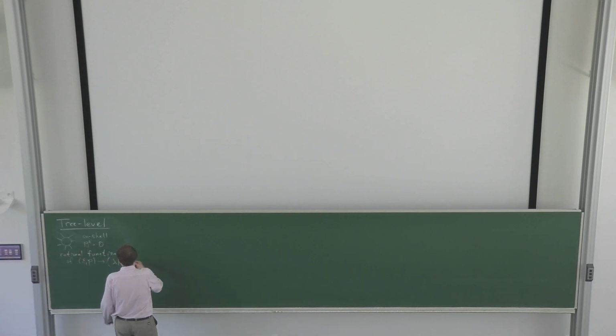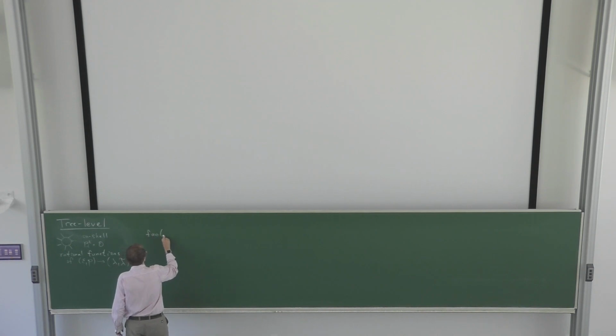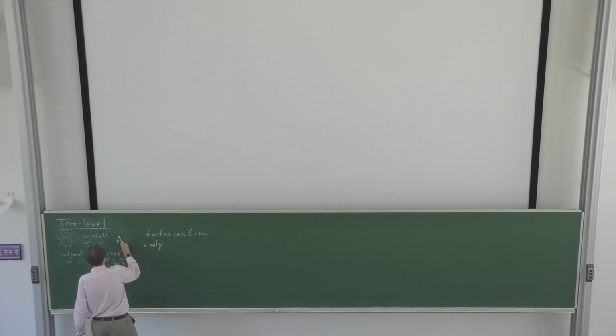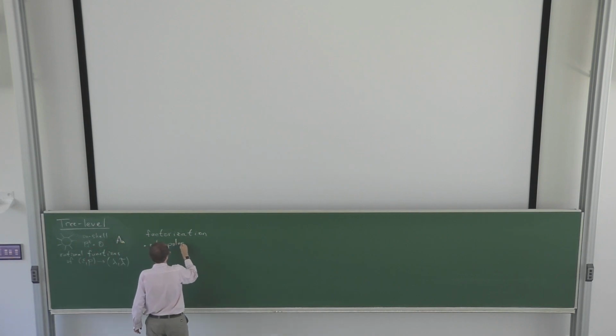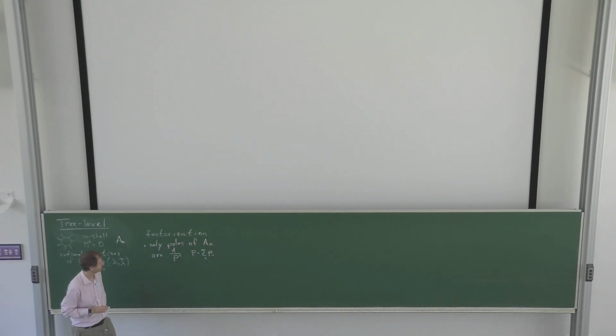Now, one important property of the tree-level amplitudes is the factorization. So the only poles of, okay, call it amplitude A_N, they are of the form 1 over p squared, where p is the sum of momenta, not all of them, because it would be 0, but some subset. And this just comes from Feynman propagators, as usual, because you know Feynman propagators are 1 over p squared, and the only poles in the tree-level amplitude are of this form. Yeah, so 1 over s, 1 over t, 1 over u, for the case of 4-point.